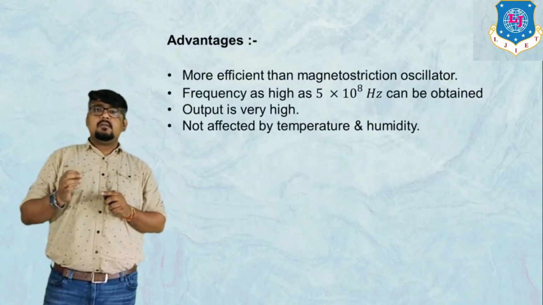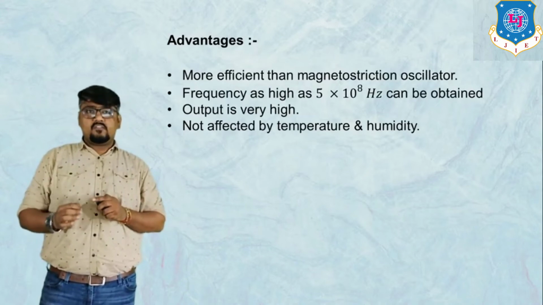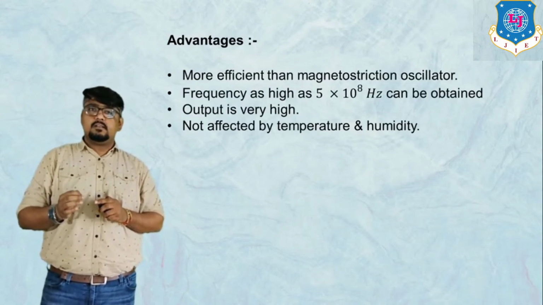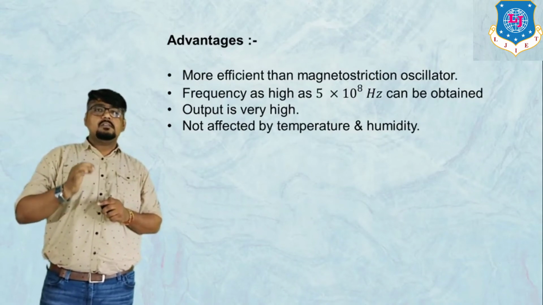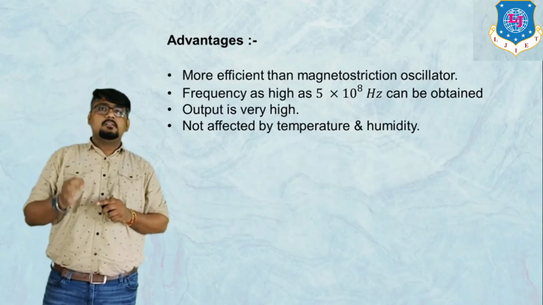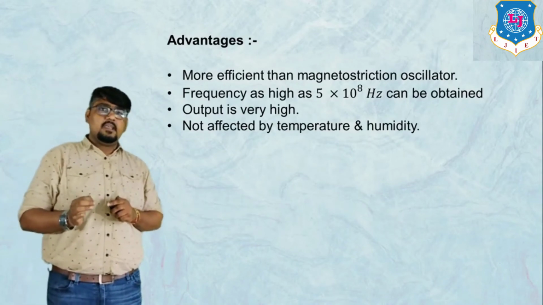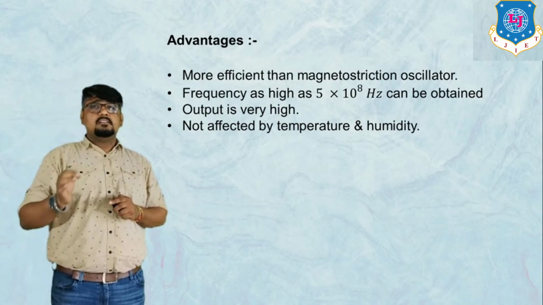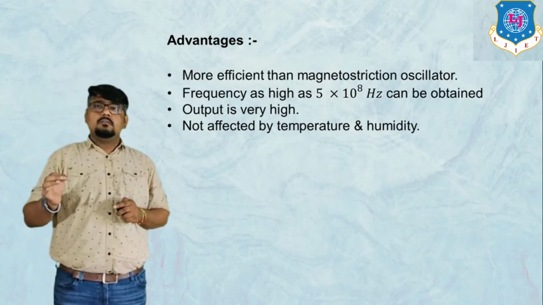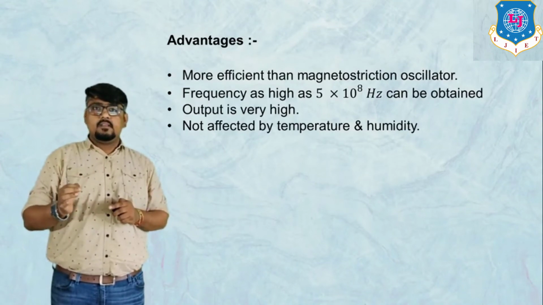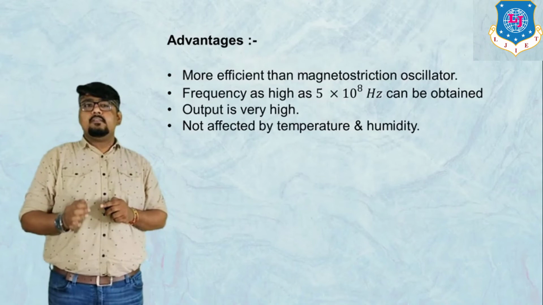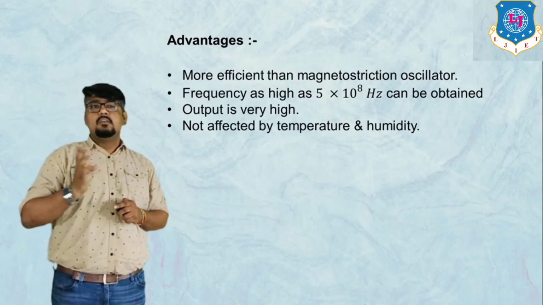Now let us understand the advantages of this method. This method is more efficient than the magnetostriction oscillator method. By this method, a frequency of about 5 lakh kilohertz can be obtained. The output of this method is very high, and since the crystals are non-conductors of heat, they are not affected by temperature, and because of their hydrophobic nature, they are also not affected by humidity.